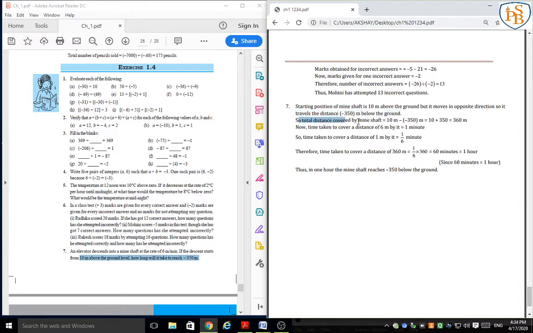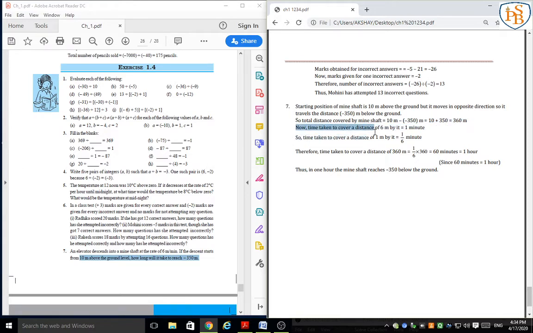So the total distance covered by the mine shaft is 10 meter minus negative 350 meter. So 10 plus 350 is equal to 360 meter. Already we have studied in one exercise, if we have to find out the vertical distance, we have to add those numerals or integers.